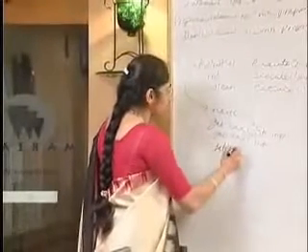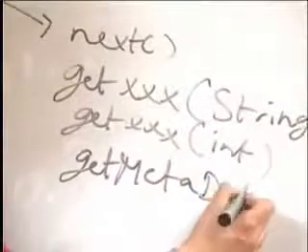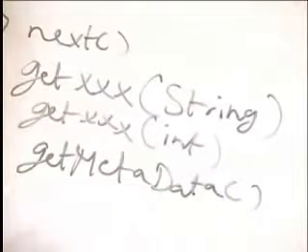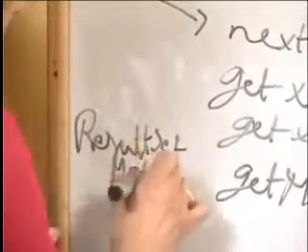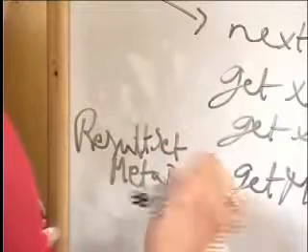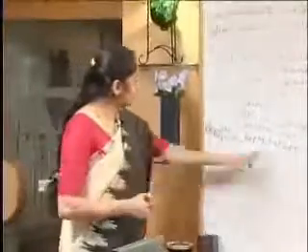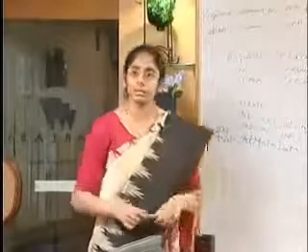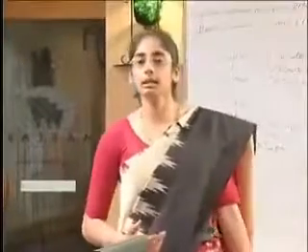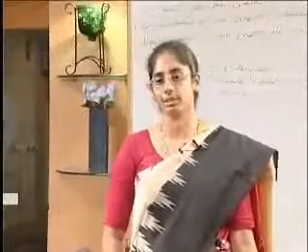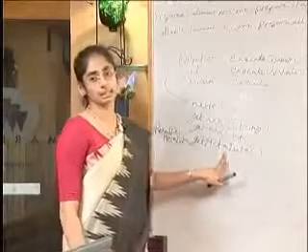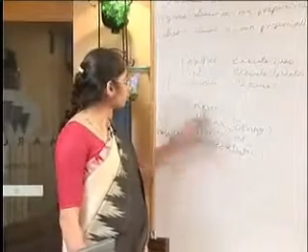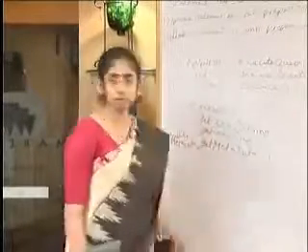You have a get metadata here. It returns a result set metadata object. Get metadata returns result set metadata. What do you mean by a metadata? A metadata is nothing but information about information. So here, this is the information about your result set. Since you are calling get metadata on a result set, it's information about your result set.